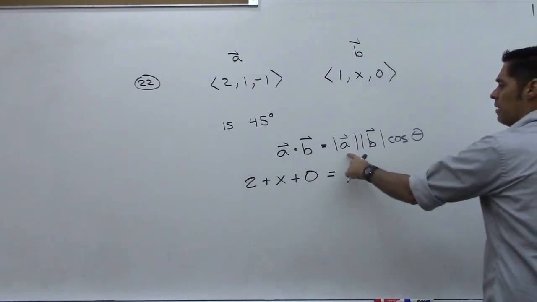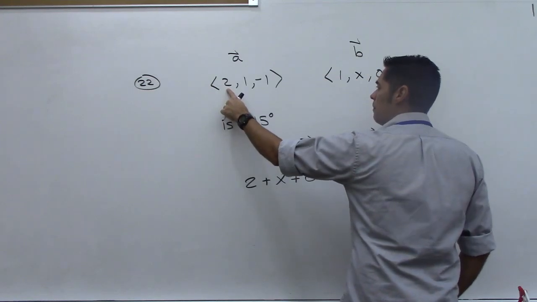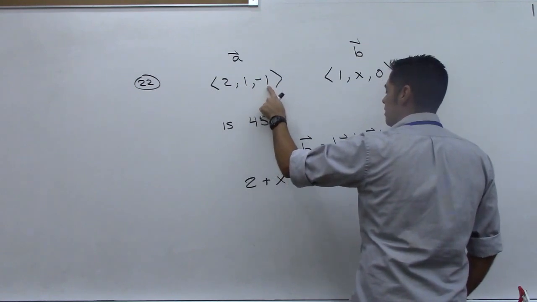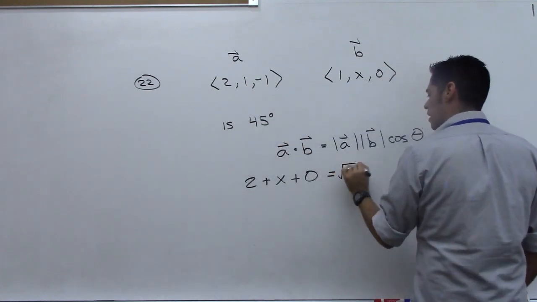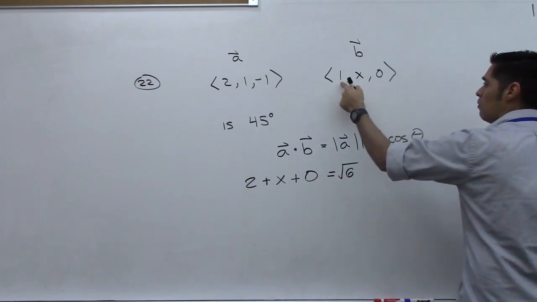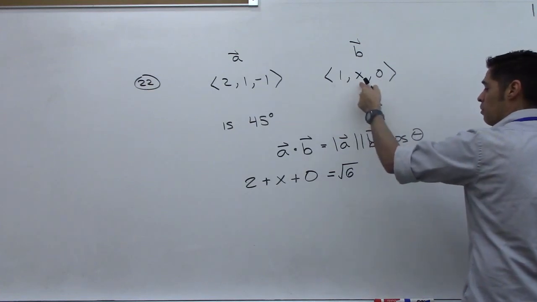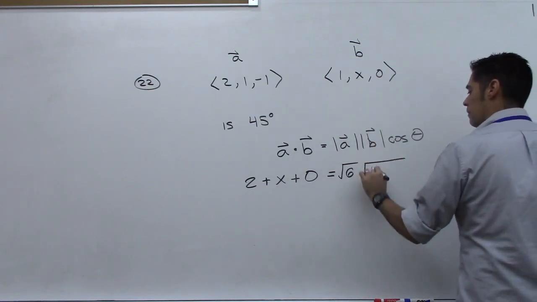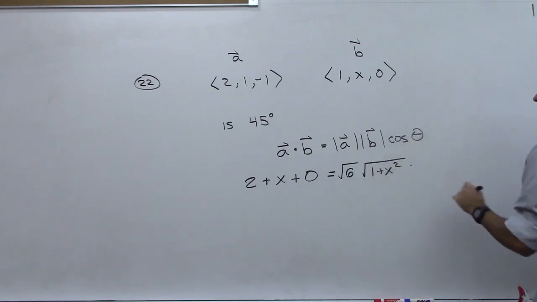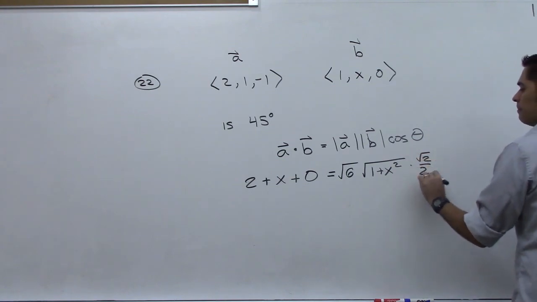All right, the magnitude of A I could figure out. So square this is 4, square that's 1, square that's 1. So I'm doing 4 plus 1 plus 1, that's 6, and then take the square root. So I have root 6. And then the magnitude of B, so square that 1, square that x squared, square that 0. So I have 1 plus x squared underneath the square root. And then cosine of 45, because I need it to be 45 degrees, cosine of 45 degrees will be root 2 over 2.